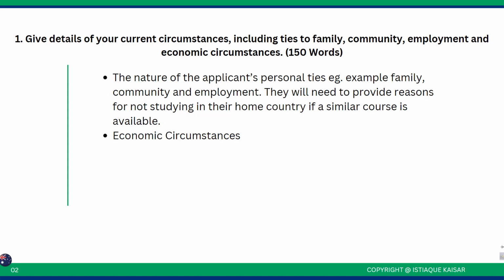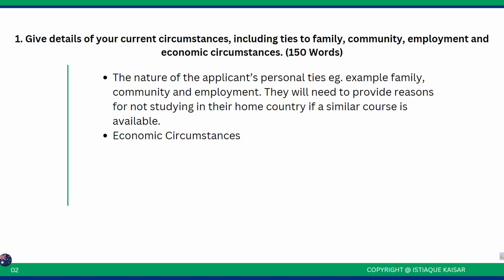So there are so many confusions, something like, within 150 words, do I have to talk about my current circumstances? What does that mean actually, my current circumstances, including my family ties? What should I write? Or what is the community? Or what is employment and economic circumstances? I'm telling you, first of all, you need to describe the nature of the applicant's personal ties. I mean, your personal ties, for example, family details. You can start with your name and then family, like how many members do you have in your family? What are their names? Or what are their jobs?